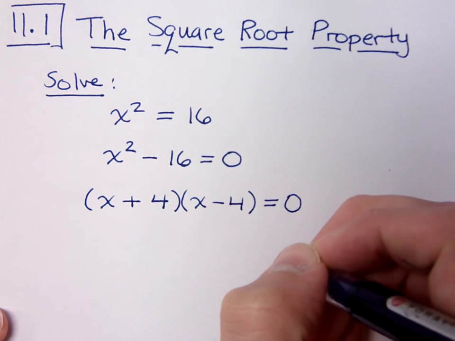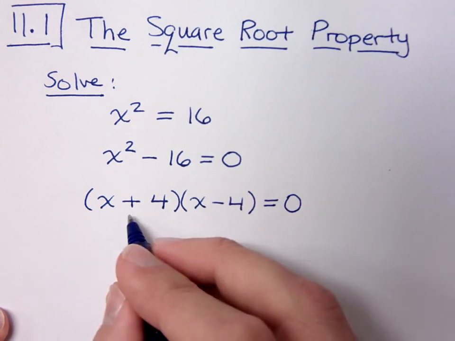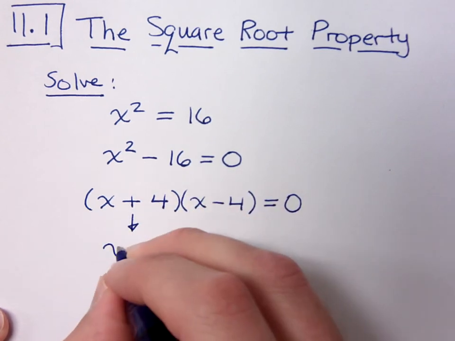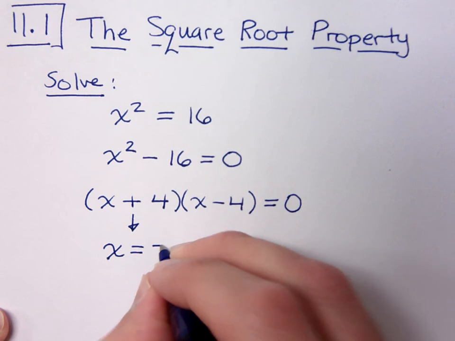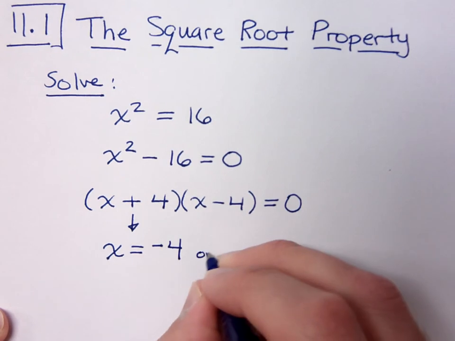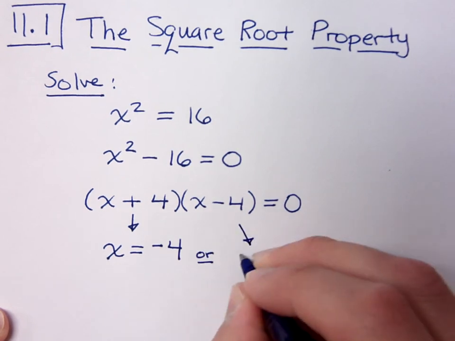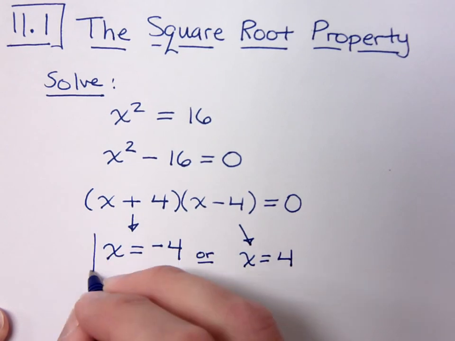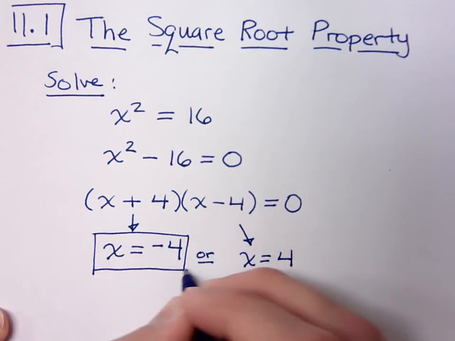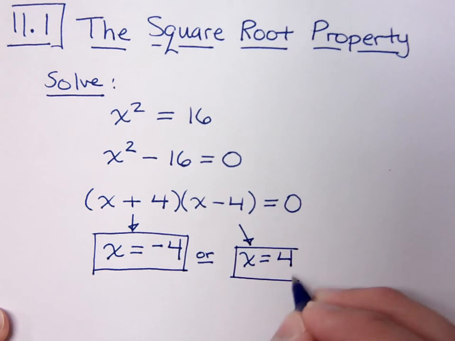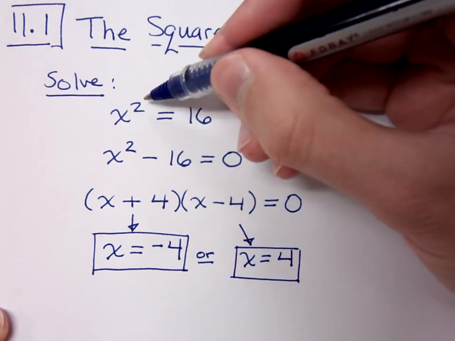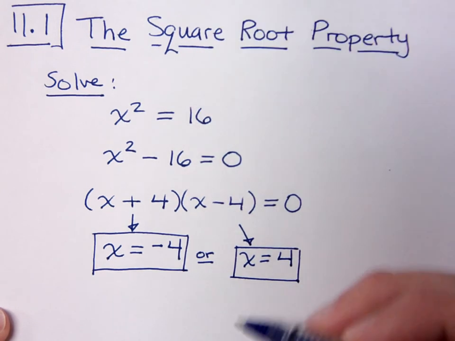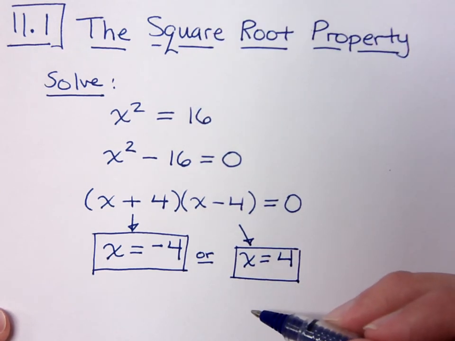you factor, and you set each non-constant factor equal to 0. X squared minus 16 is the difference of squares, so x plus 4 times x minus 4, and we come up with the solutions x equals negative 4, or what? X equals positive 4. We get two solutions. We expect two solutions because this was quadratic. The exponent gives you a clue as to how many solutions you can have. So everything worked out great here.